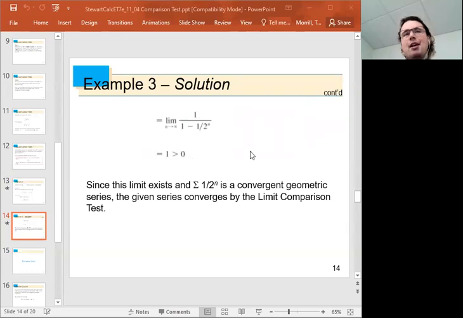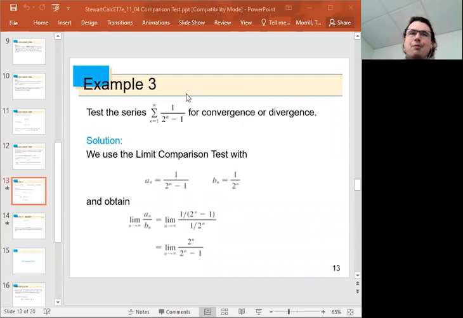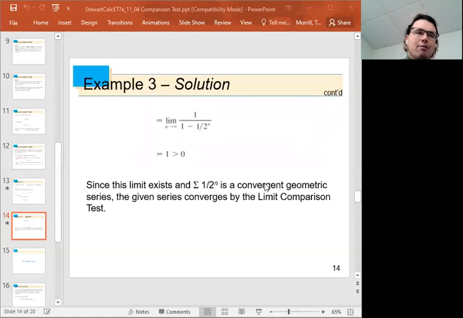That means that both the series I started with have the same convergence properties. I know that this geometric series converges, so by that logic, the series summation of n equals 1 to infinity, where I'm adding up 1 divided by 2 to the n minus 1, must also converge.